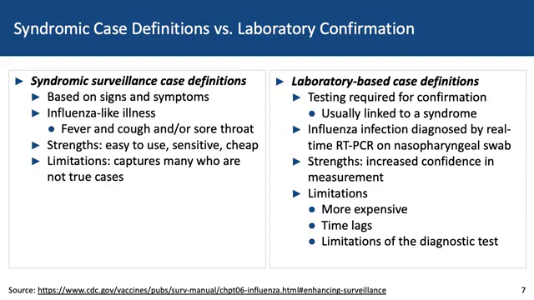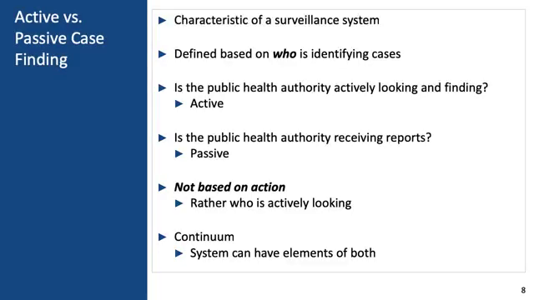There are also limitations of the diagnostic test. Every laboratory test has limitations, so you have to understand really what the limitations of your test are to know truly how confident you are in the test results that you're using. So whether you choose syndromic or laboratory confirmed for your case definition will depend on your surveillance objective and really what you're after, as well as the resources you have. Something else to consider is whether or not your surveillance system will have active or passive case finding.